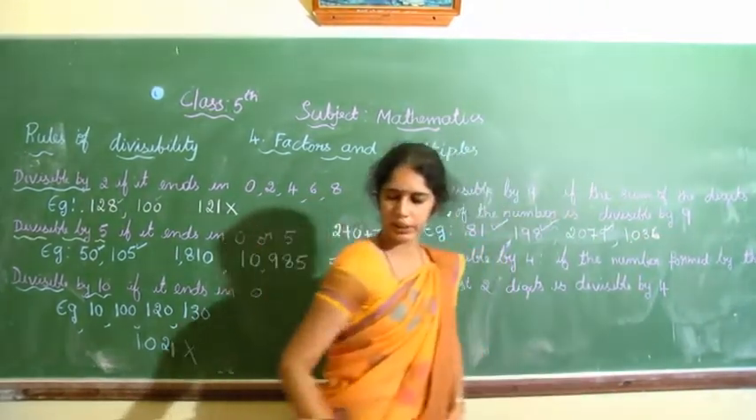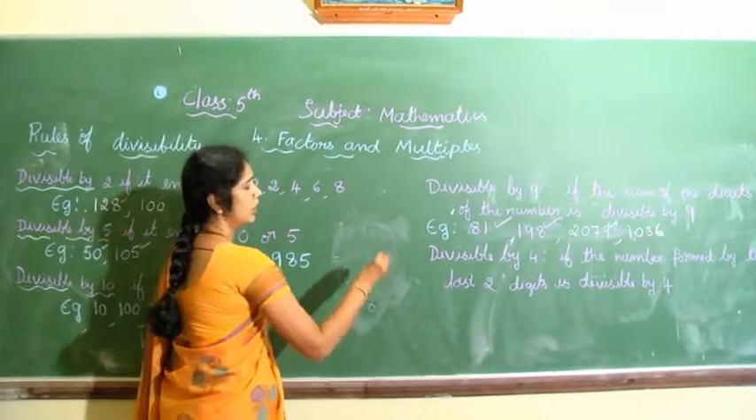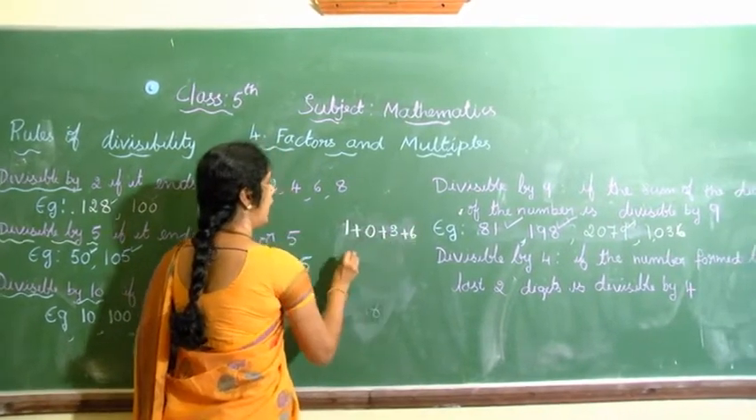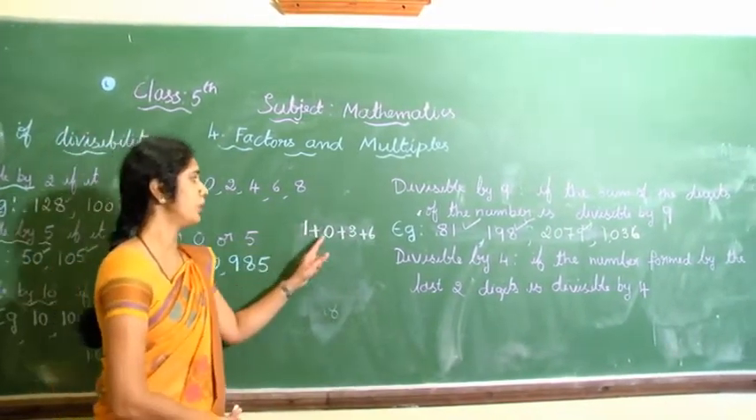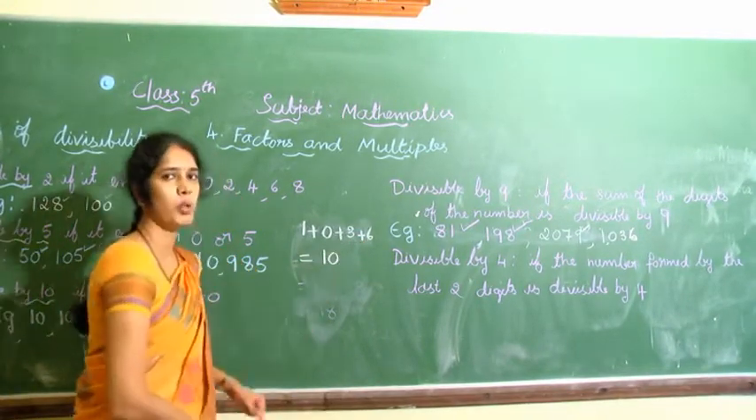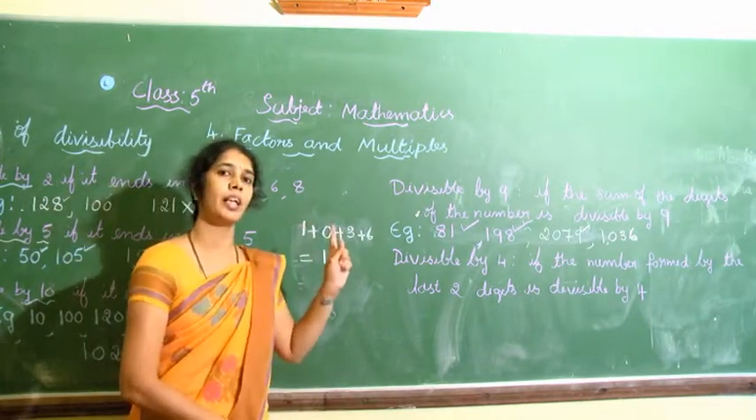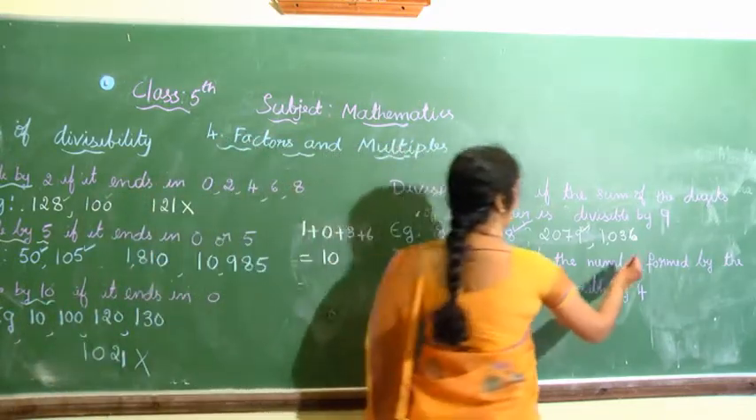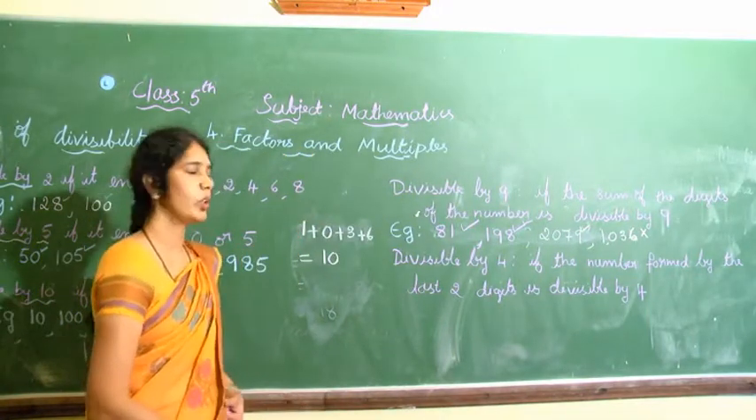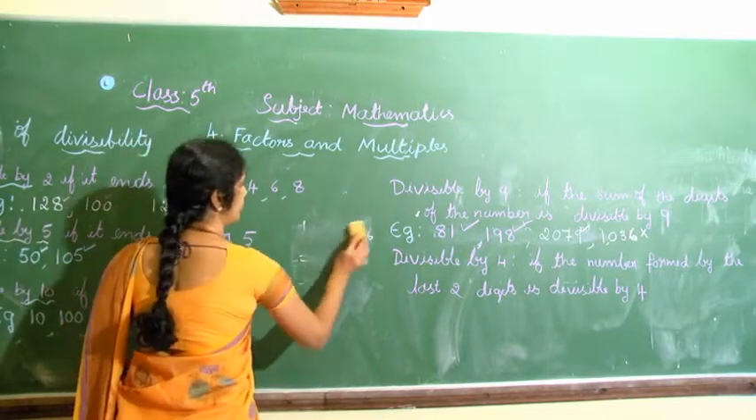And one more, 1036. We'll check this 1036. 1 plus 0 plus 3 plus 6. Add all the digits here. 1 plus 3 is 4. 4 plus 6 is 10. So here you can observe that 10 is not divisible by 9 because 10 will not come in the table of 9. So it will not divide by 9.